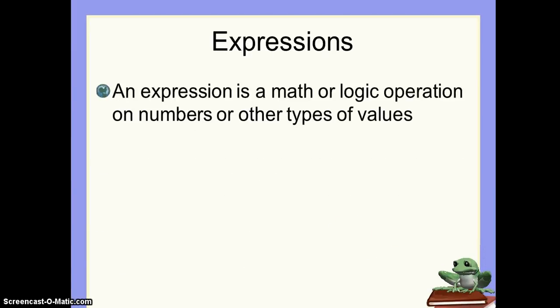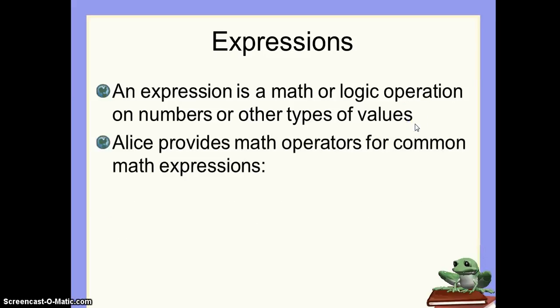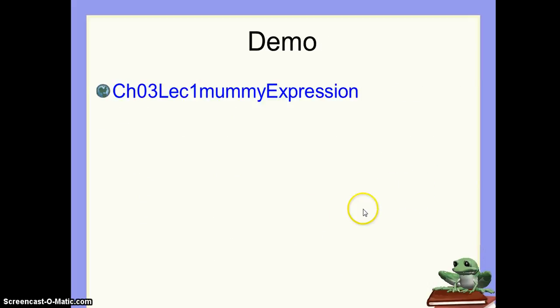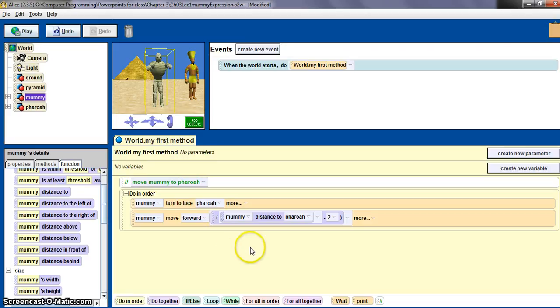So let's do some math instead. See, it does come in handy. You can use math or a logic expression, a logic operation that's going to act on numbers or other stuff. So Alice, good news, provides math, so the regular old multiplication, addition, etc., etc. And let me show you what that would look like. Okay, so you can see the difference here is that the mummy's now going to move forward the mummy distance to pharaoh, that's what we had before, minus 2.